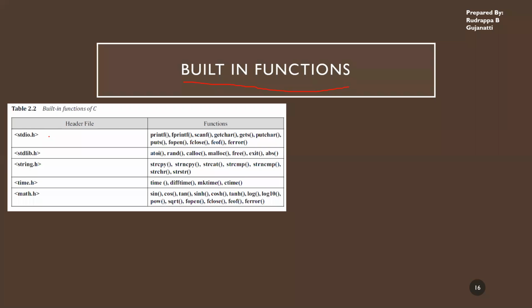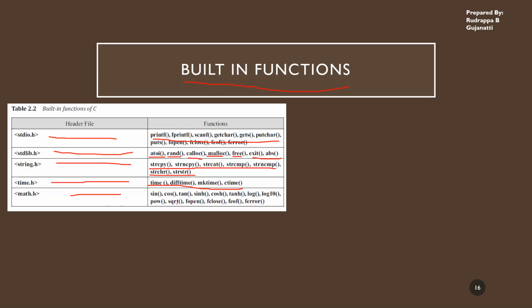So here are just a few examples. In standard io.h, you have all these functions: printf, fprintf, which is used for file operations, scanf, gets, putchar, puts. Then we have the standard library header file, in which you have atoi, random generator, calloc and memory allocation functions, freeing the memory allocations, exit, absolute. Then the string related header file includes string copy, string concatenate, string compare. Then in time.h, you have all these functions.